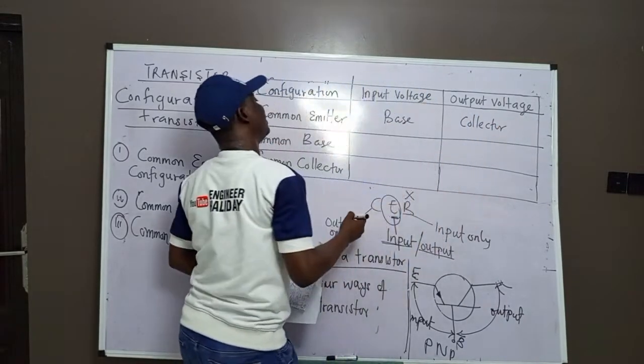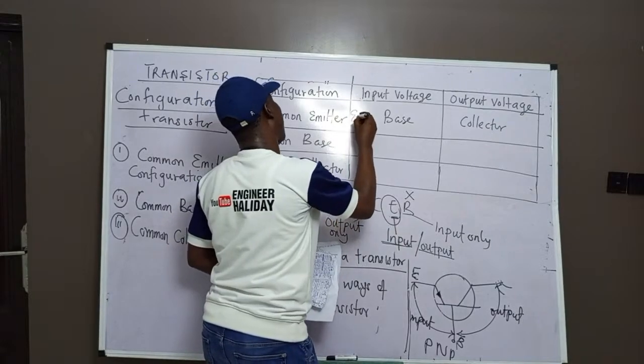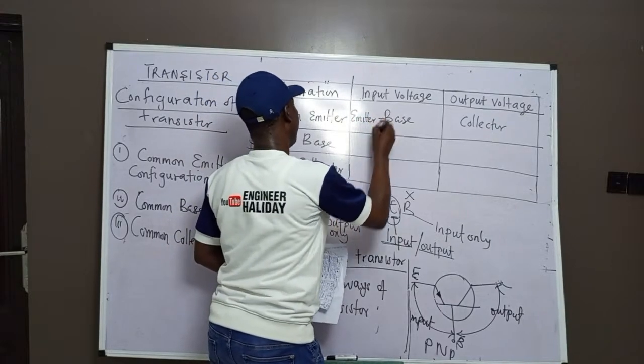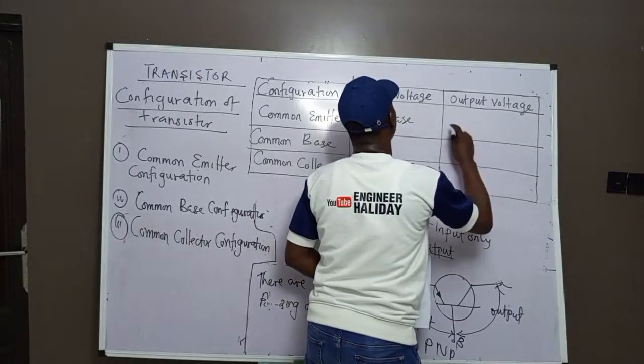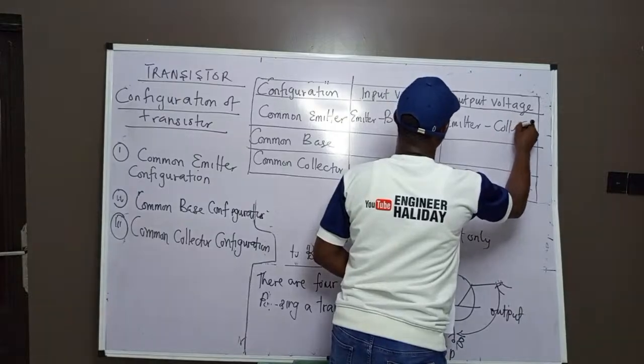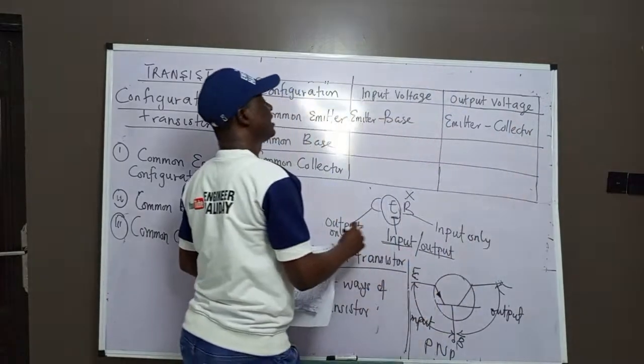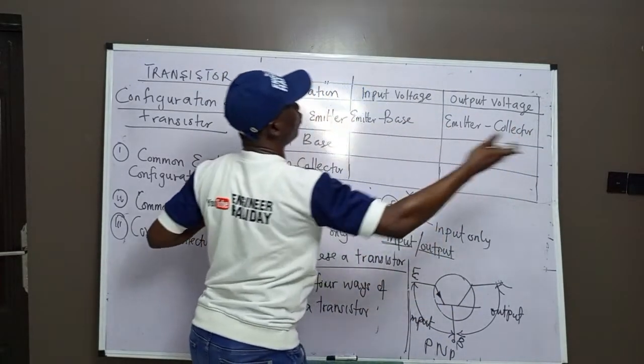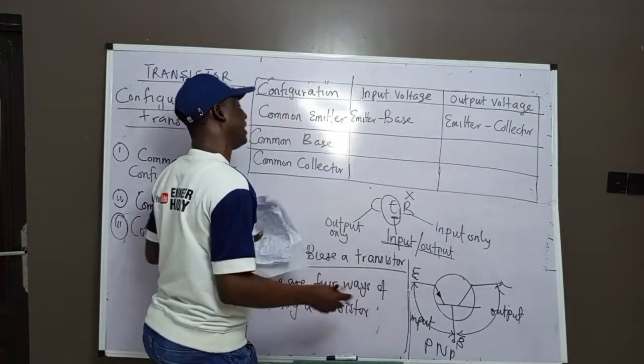So the output is between the emitter and the base. Then the emitter, the output is what? Emitter and the collector. Because for the emitter we want both ends to be the output, coming out from both ends, fixed.